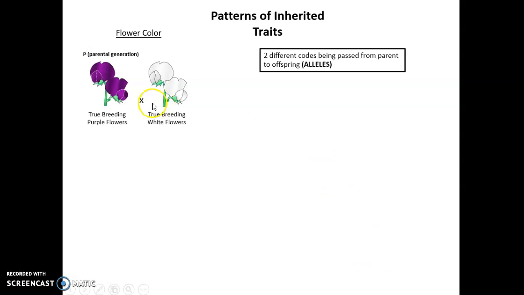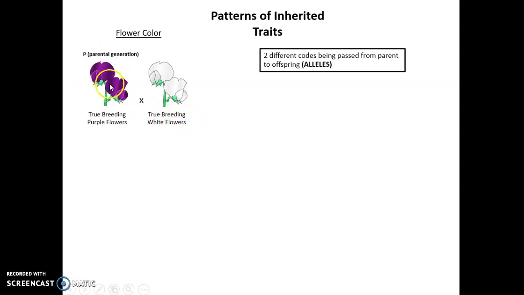And then he did the same thing with the white. He took white flowers and he bred them with other white flowers. And he took those flowers and bred those with other white flowers until all he got when he bred them together were white flowers, no purple at all in that garden. And he called those true breeding white flowers.